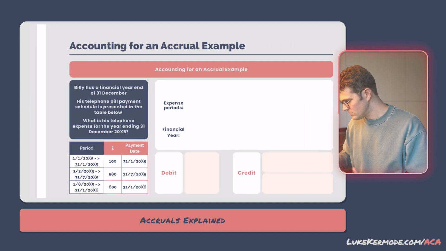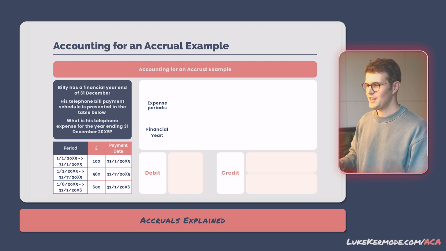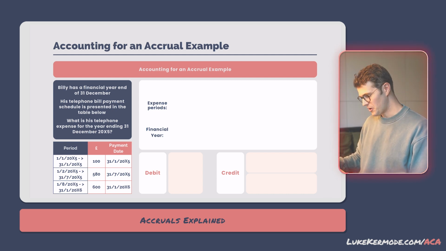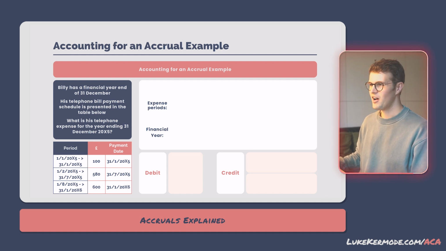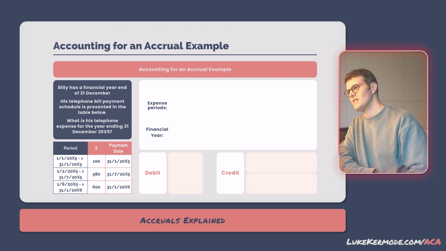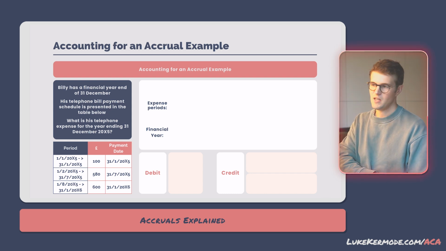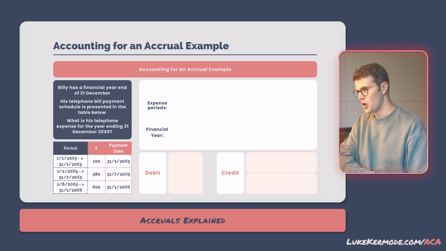With that in mind, let's walk through a worked example to illustrate how to account for an accrual in the financial statement. So in this scenario, we're told that Billy's business has a financial year ending 31st of December 20x5. He pays his telephone bills in arrears. In other words, he pays after the service has been used, and his payment schedule is shown in the table in the bottom left of the slide.